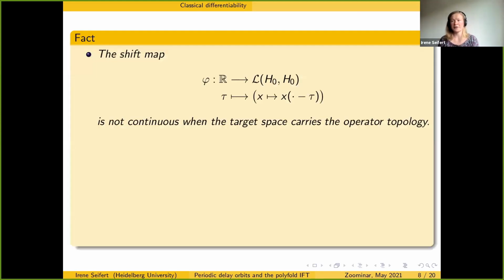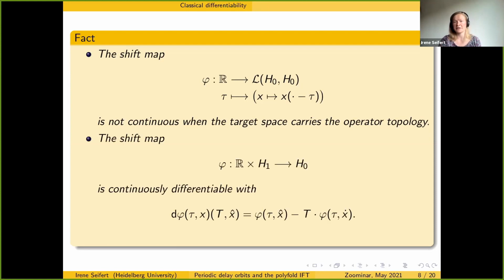And now some facts about the shift if we see it as a map. If we see it as a map from the reals to the linear operators from H^0 to itself, then it is not even continuous. But if we see it as a map from the reals times H^1 to H^0, then it is continuously differentiable. And the derivative is what we would just compute by chain rule or whatsoever.